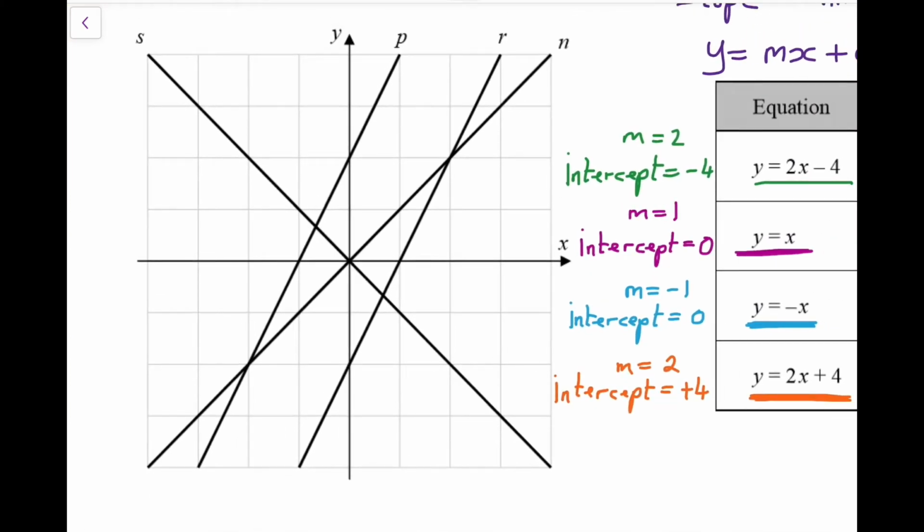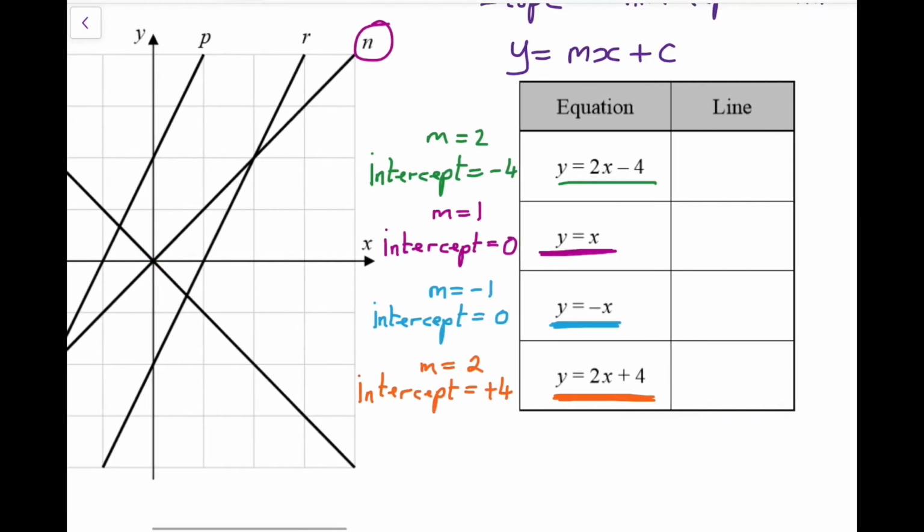Our wine coloured line must be N, because it's going diagonally like that, across 1 box, up 1 box, across 1, up 1, across 1, up 1, has a slope of 1. Or if you prefer, you could pick out goes across 3 and up 3, so the slope 3 divided by 3 is 1. So definitely we can identify N, nice and easy.